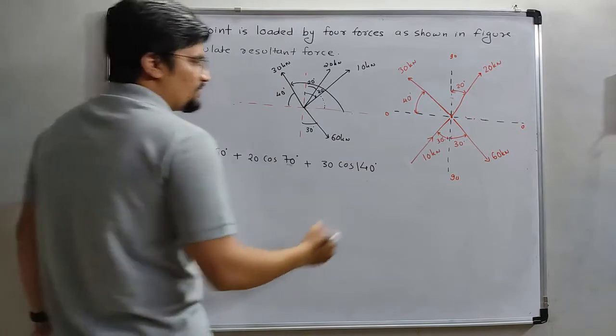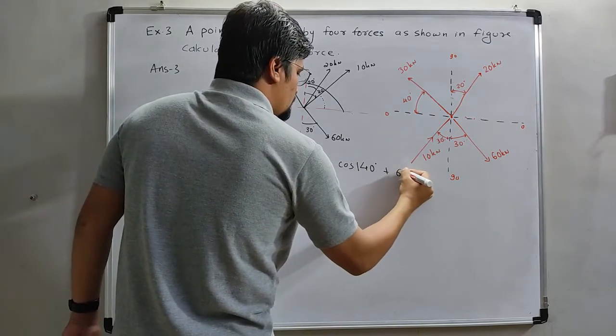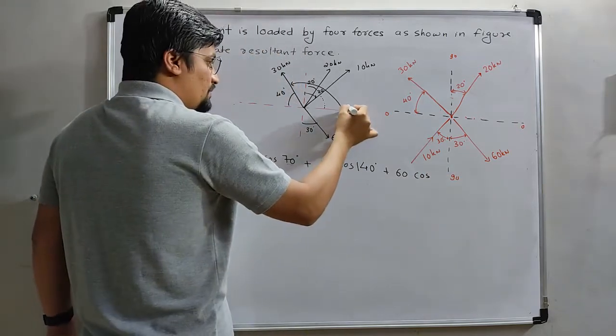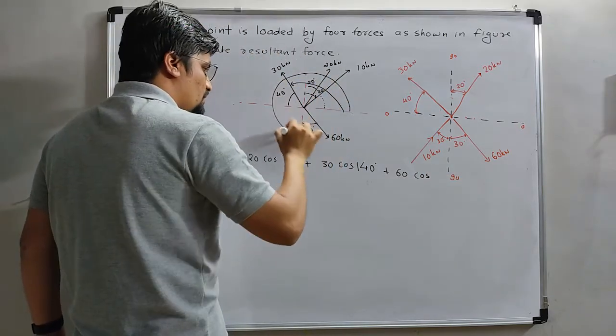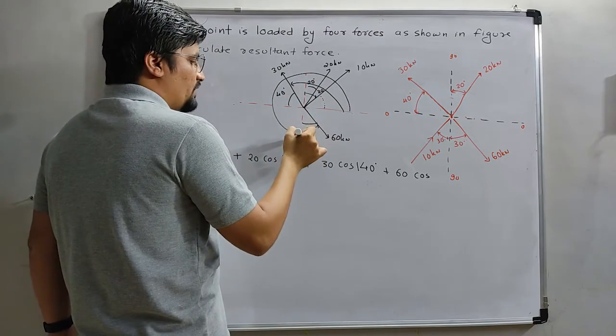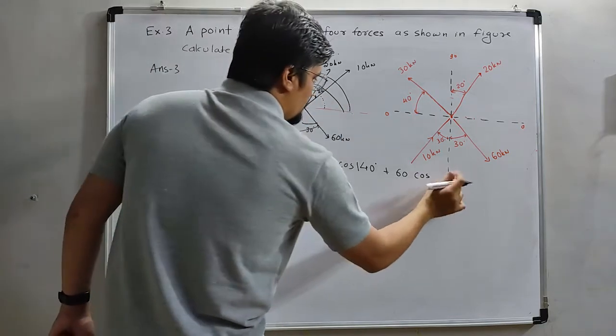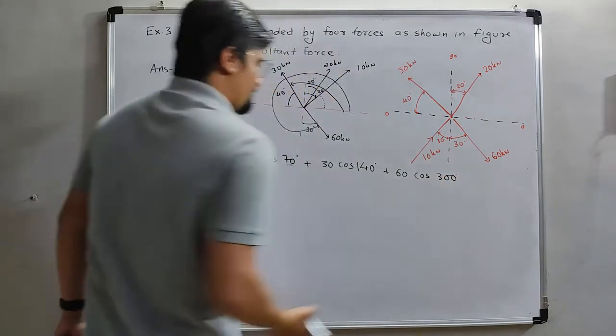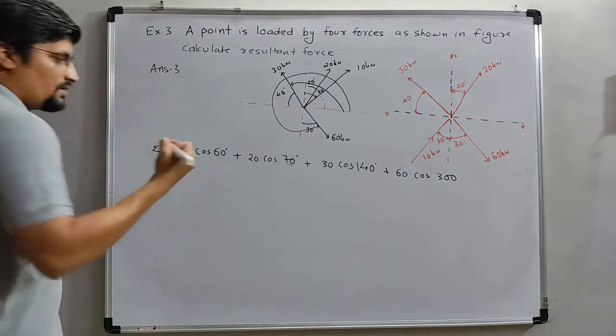Okay, then the last one is 60 cos, from here to here. So this is 180, 180 plus 90, 270, 270 plus 30 means 300. So 60 cos 300 degree. Now summation it.